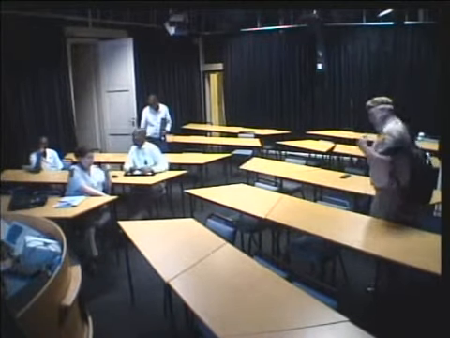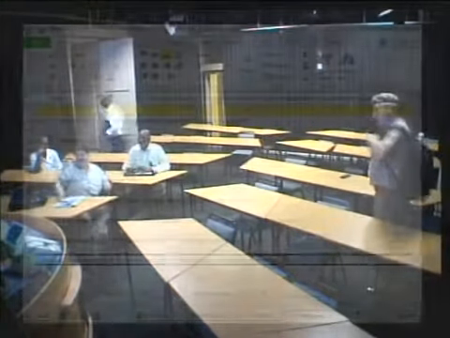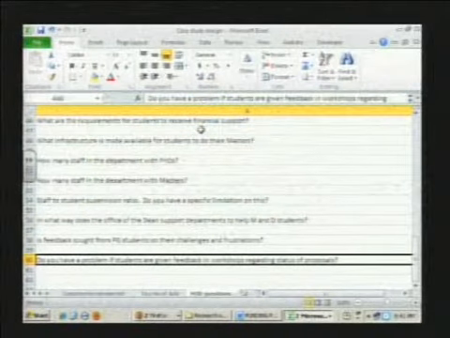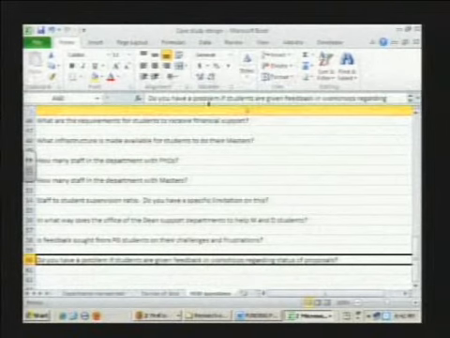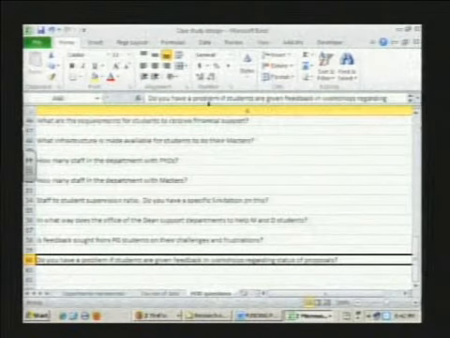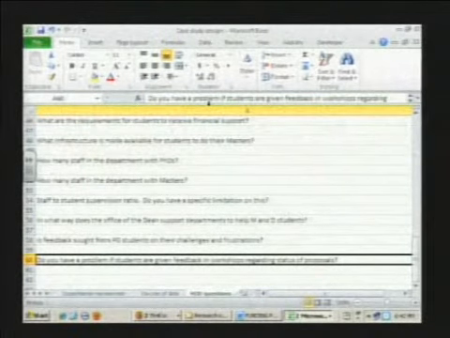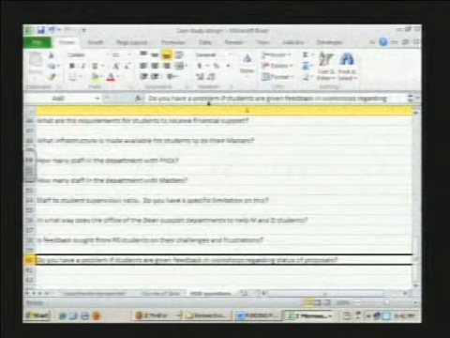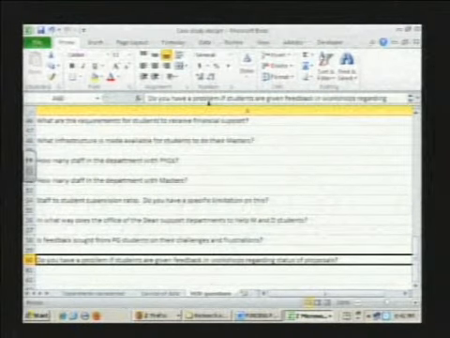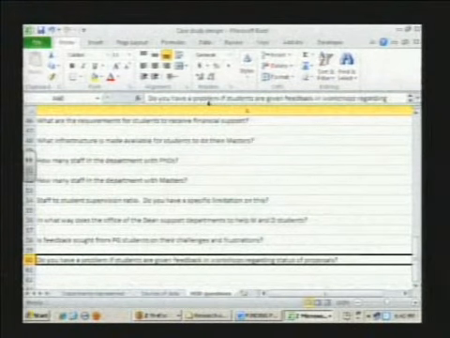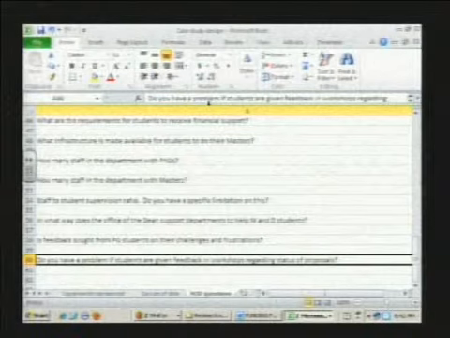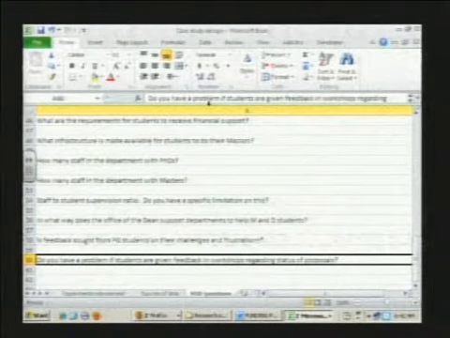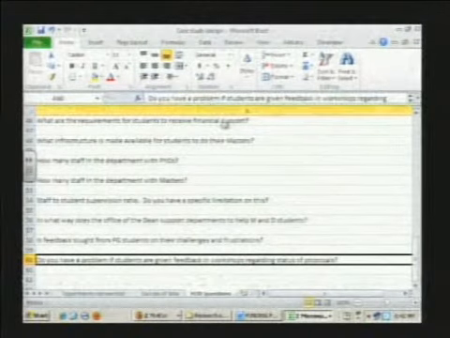So what I've done is I've added it as a question to the HOD. I've said, do you have a problem if students are given feedback in workshops regarding status of proposals? Because I think that what is being said is right. We don't want to step on toes, because what will happen at the end of the day is the departments will then not support what is happening in the workshops, and then the whole purpose of the workshops falls through.